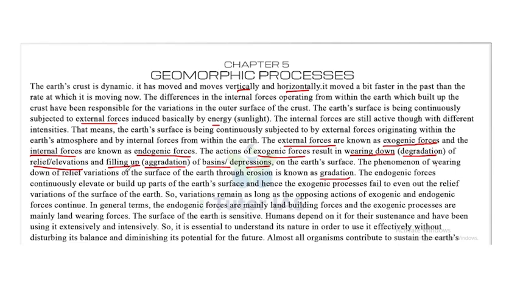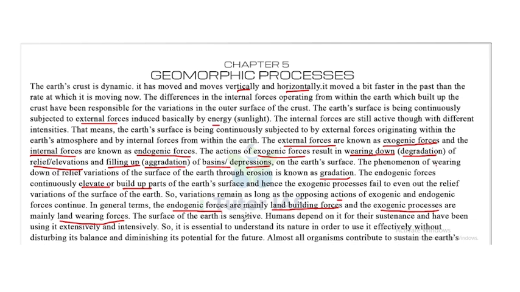The endogenic forces continuously elevate or build up parts of the Earth's surface, and hence the exogenic processes fail to even out the relief variations of the surface of the Earth. So variations remain as long as the opposing actions of exogenic and endogenic forces continue. In general terms, the endogenic forces are mainly land building forces and exogenic processes are land wearing forces. Okay, so endogenic forces are land building and exogenic forces are land wearing.